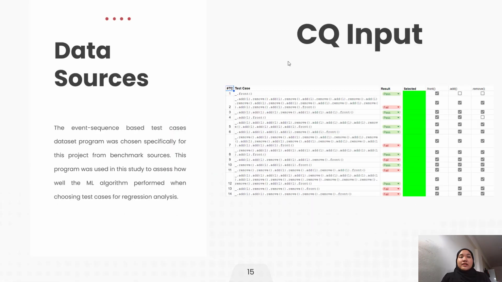The data source used in this research would be the event sequence-based test cases dataset, a program chosen specifically for this project from benchmark sources. This program was used in this study to assess how well the ML algorithm performed when choosing test cases for regression analysis. And the example here is the CQM input test cases.